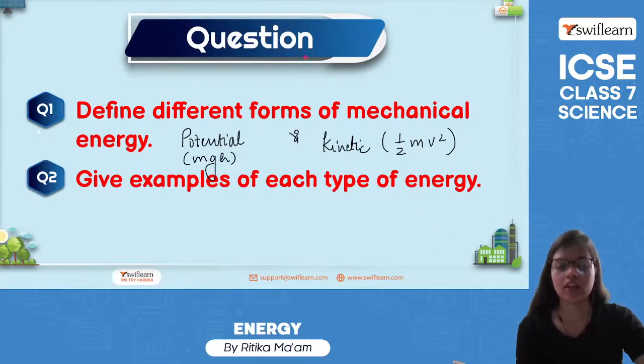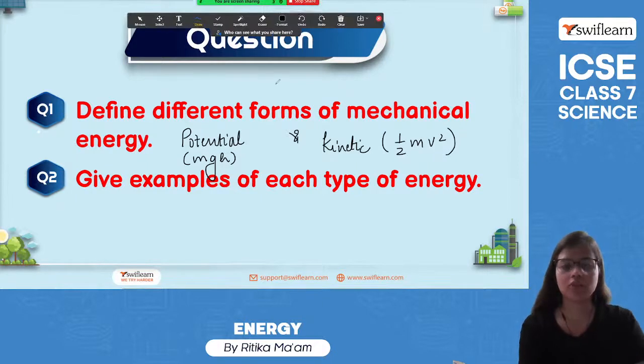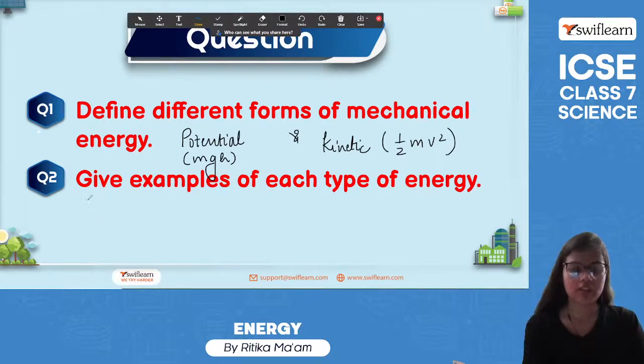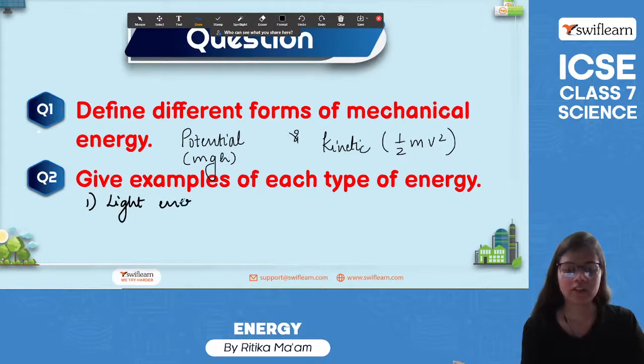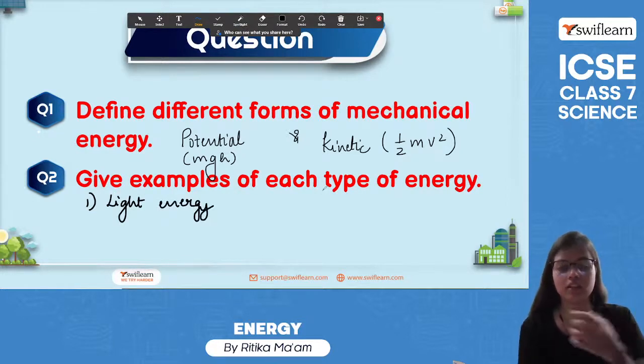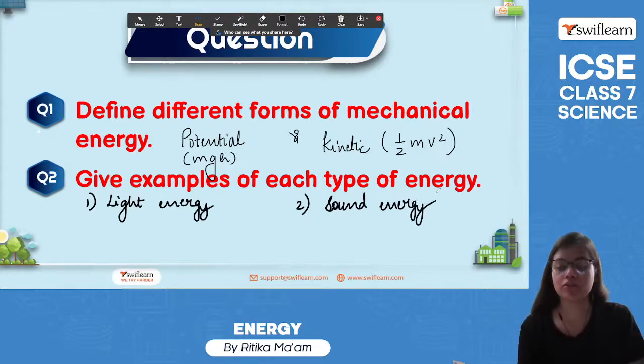Next, give examples of each type of energy. We have many types of energy that we learned. For example, let's say the first one is light energy. The light energy example is obviously the sun. It is the biggest source of light and heat energy also. Next, we have sound energy. In sound energy, we can have musical instruments which give us sound.